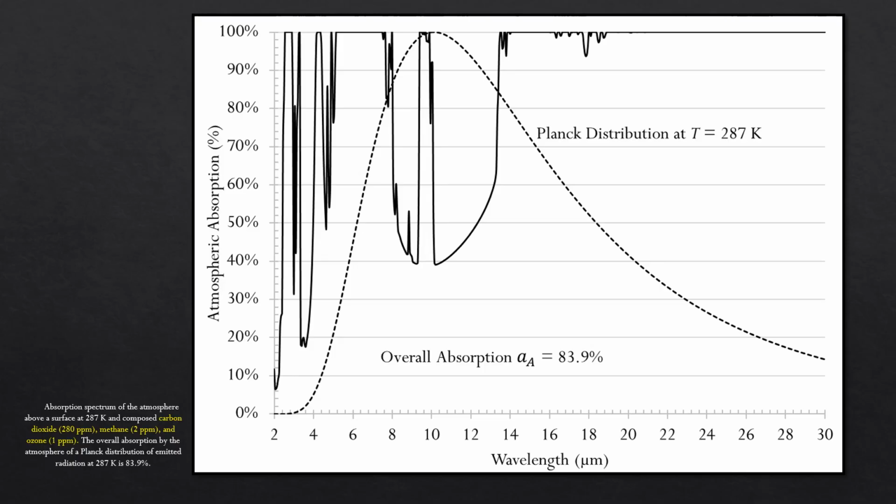The absorption spectrum is as shown in the solid black line for wavelengths from 2 microns to 30 microns. Above 30 microns, the absorption is 100%. Below 2 microns, the absorption spectrum is irrelevant due to the Planck distribution being 0. The overall atmospheric heat absorption is 83.9% at the given temperature.